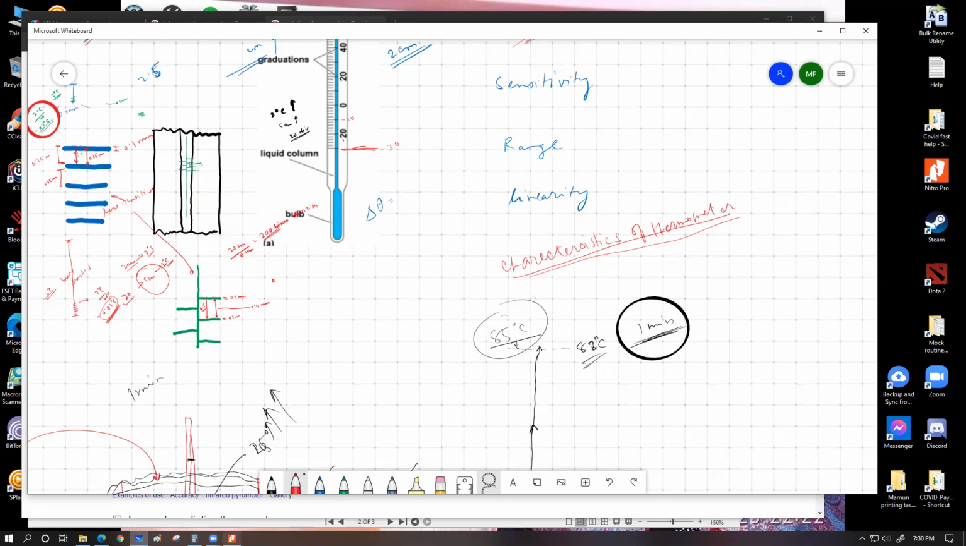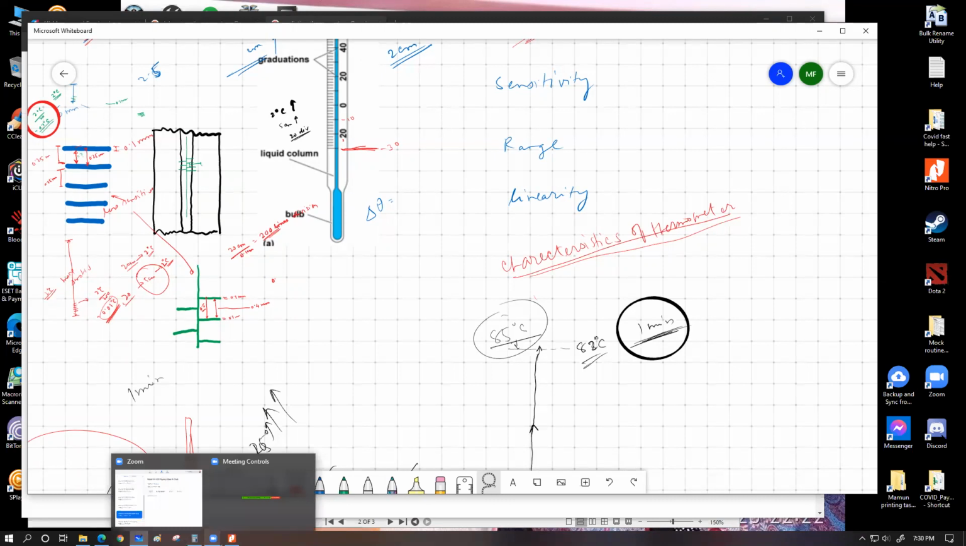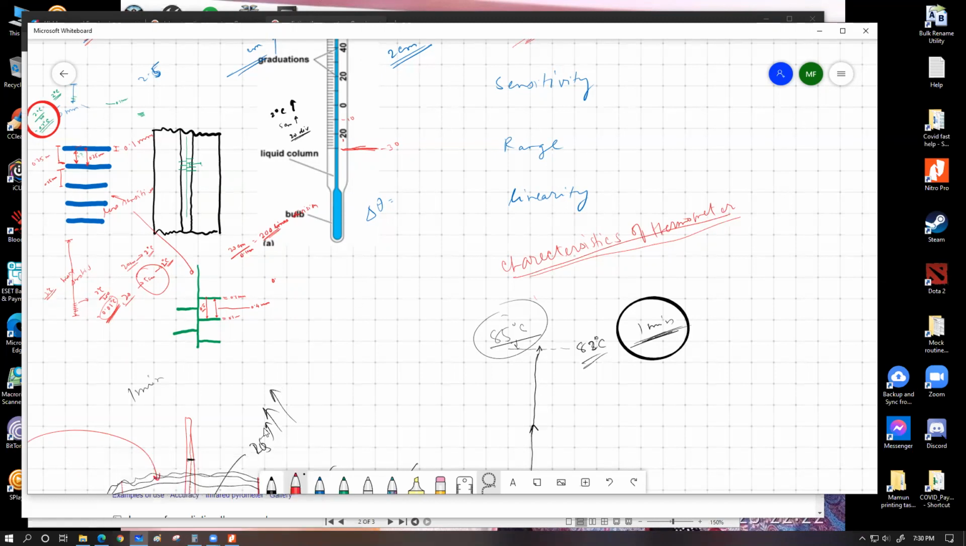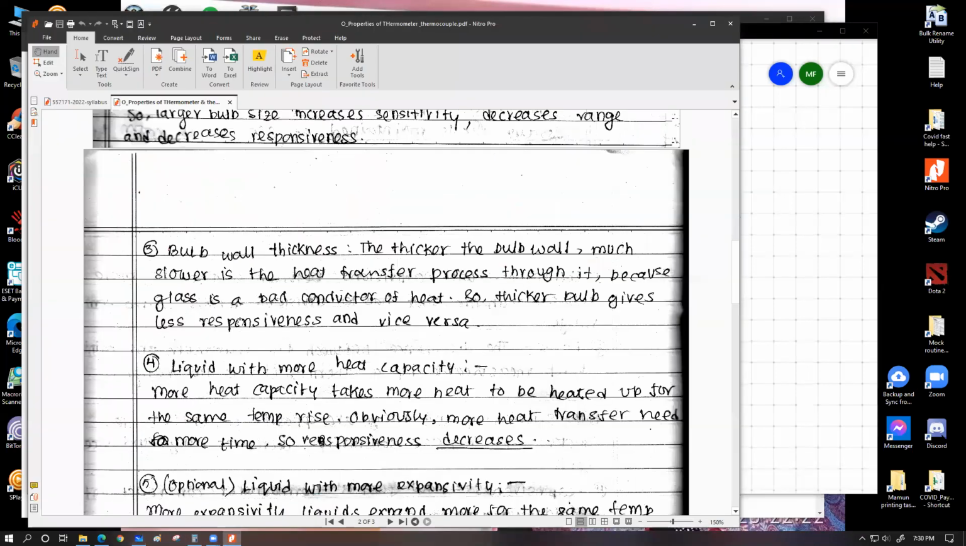So bulb wall thickness is a variable that only affects responsiveness, not the sensitivity, not the range, because those are not affected. It just affects the time. So it says the thicker the bulb wall, the much slower is the heat transfer process through it because glass is a bad conductor of heat. You could write poor. So a thicker bulb gives less responsiveness and vice versa.